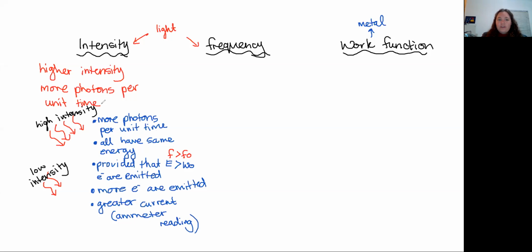Please note, all of this applies for higher intensity. Now, if you have higher intensity, but your energy is less than the work function, or your frequency is less than the threshold frequency, nothing will happen. It does not matter how bright that light becomes, no photoelectric effect will happen at all. You're not giving enough energy.